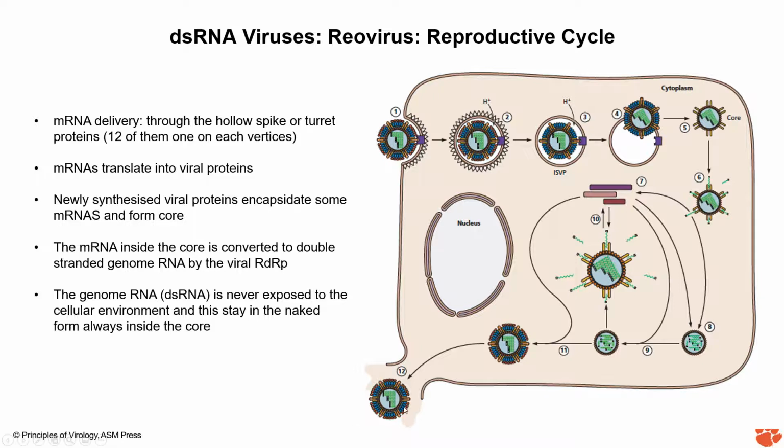So now the matured virus comes out, and it's a naked virus, doesn't have any membrane around it. It's a capsid, double capsid. And this is how it acquires the double strand. So you can see that this is a strategy. The cell only sees mRNA all the time. Double-stranded RNA is always inside the particle and never exposed to the cellular environment. And this is an escape strategy for them.